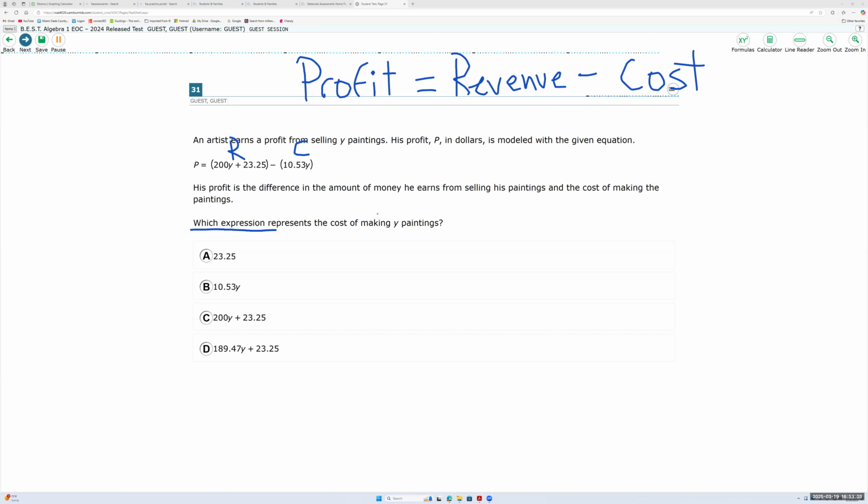Which expression represents the cost? Oh, okay, of making one cost. This is also known as the expenses. The question could have come up at us in many ways, like, what part represents the expenses or something like that. But here it went directly to cost. So I know what my cost is right here. So my answer is B.